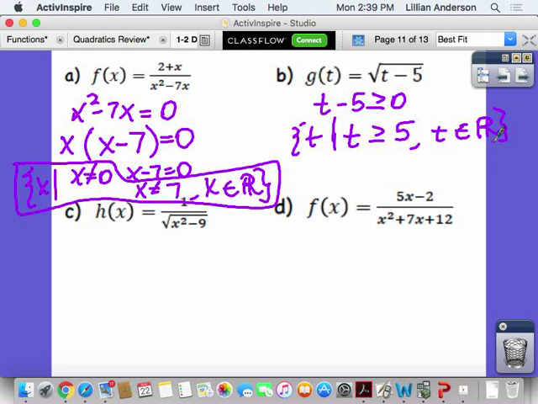Okay? Let's take a look at D before we look at C. Okay? D. We have a denominator, which means what? Set equal to 0. And in this one, yes, we are going to have to factor. But not the way we factored in A. What's that other way we factored?